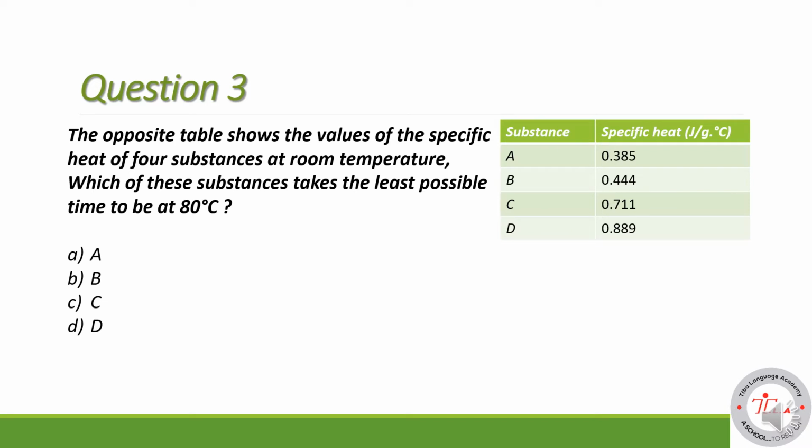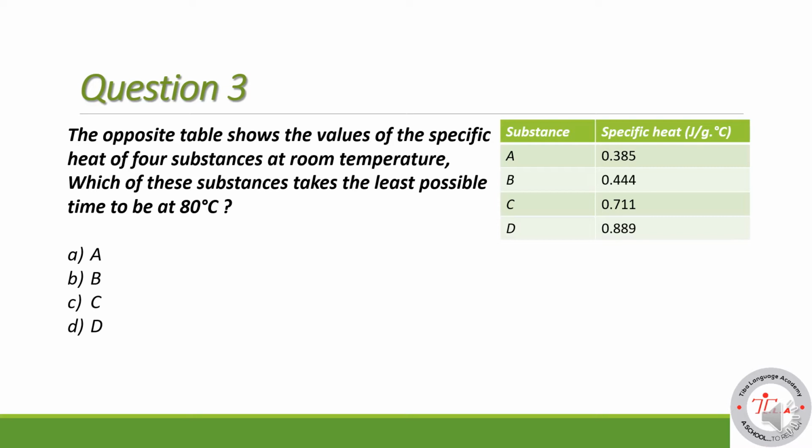Question 3. The opposite table shows the value of specific heat for substances at room temperature. Which of these substances takes the least possible time to reach 80 Celsius? Substance A, 0.385, substance B, 0.444, substance C, 0.711, and D equals 0.889. The largest specific heat is D, and the smallest specific heat is A.